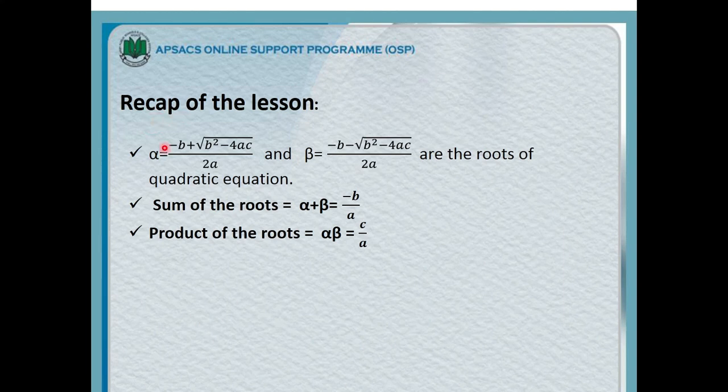Let's recap the lesson. You know the standard quadratic equation ax square plus bx plus c is equal to 0. If we apply the completing square method on this equation, we get the roots of the equation that are alpha and beta. And if these are the roots of the quadratic equation, then for the sum of the roots we have the formula minus b upon a, and for the product of the roots we have the formula c upon a. And by using these two formulas we can solve different problems very easily.